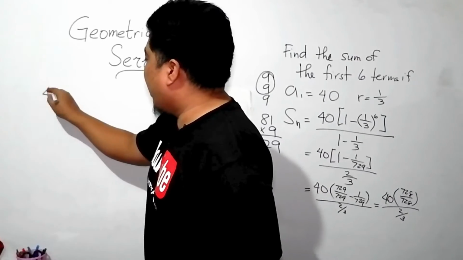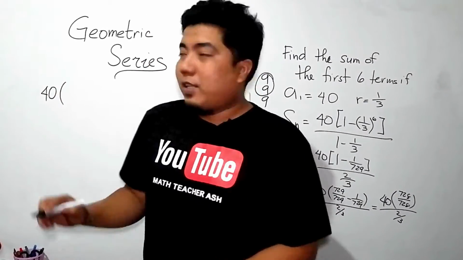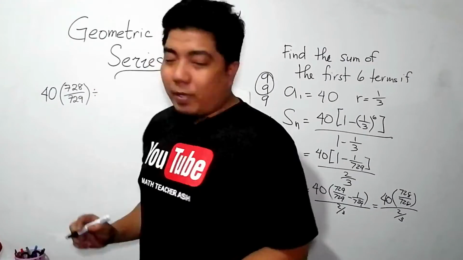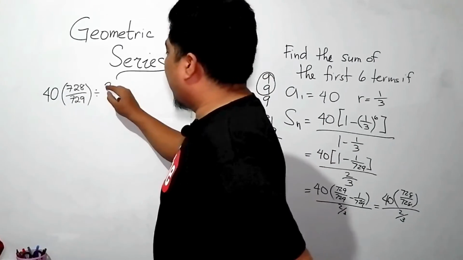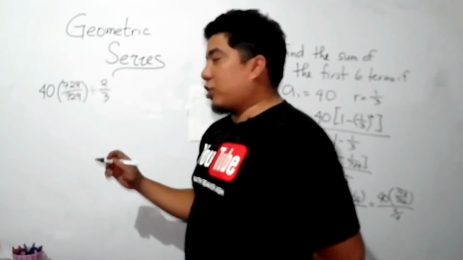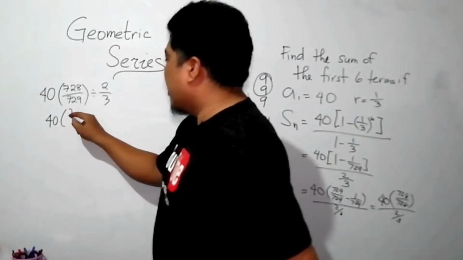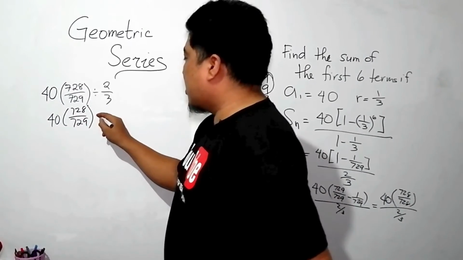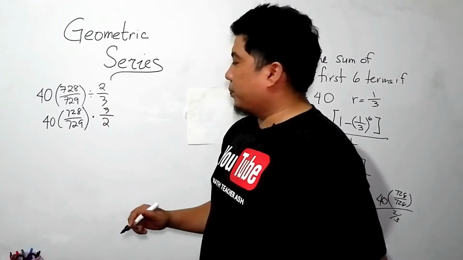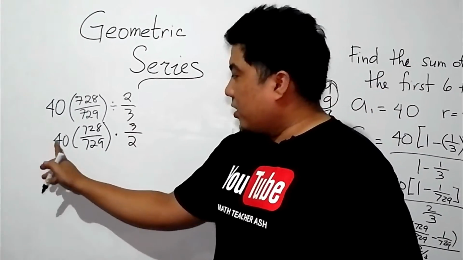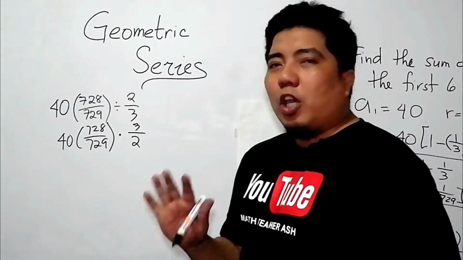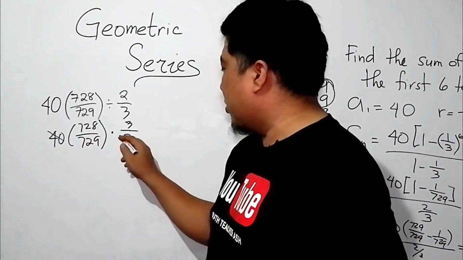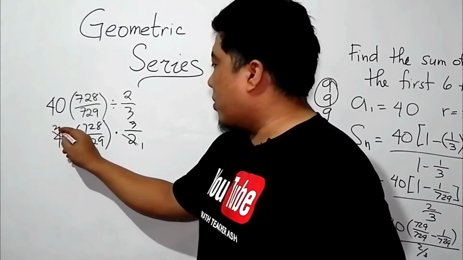So we have 40 times 728 over 729 divided by 2/3. So remember, in dividing fractions, we have 40, 728 over 729, times 3 over 2. Now, as you can see here, this is a whole number, a fraction, and a fraction. You can use the cancellation. So 40 and 2 here can be cancelled out. This will become 1. This will become 20.